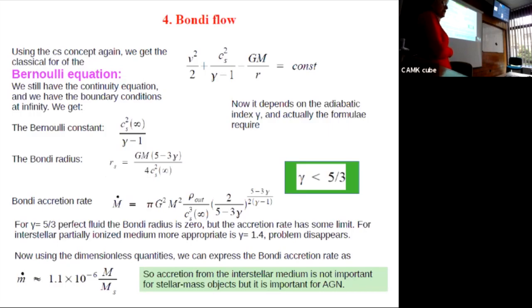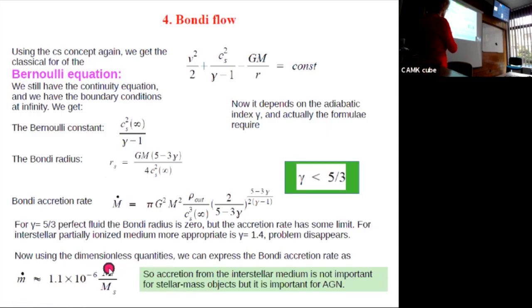Fortunately, if we deal really with partially ionized medium, then most of the people assume that this gamma is equal 1.4 in the interstellar medium. I wouldn't put much money into that, but okay, roughly, right? So if we use this, then we are quite happy with both the Bondi radius and the accretion rate, and the accretion rate anyway does not diverge. So we can then express the accretion rate again using dimensionless units. And then we get the value 10 to minus 6 times the mass of the object divided by the solar mass. So if we consider, for example, a black hole of the mass equal solar mass, then this dimensionless accretion rate from interstellar medium is 10 to minus 6. Forget it, not very interesting.